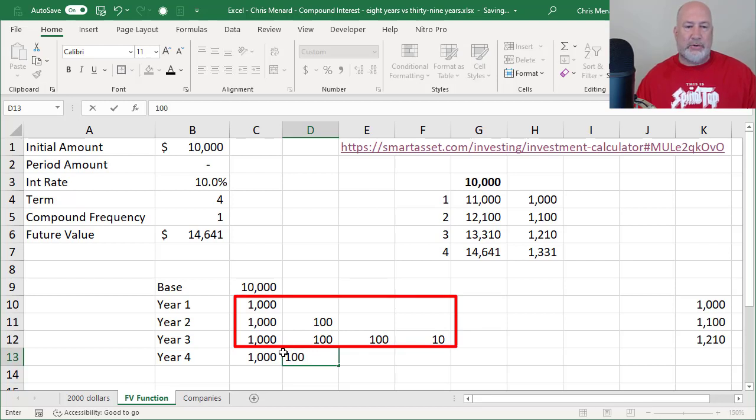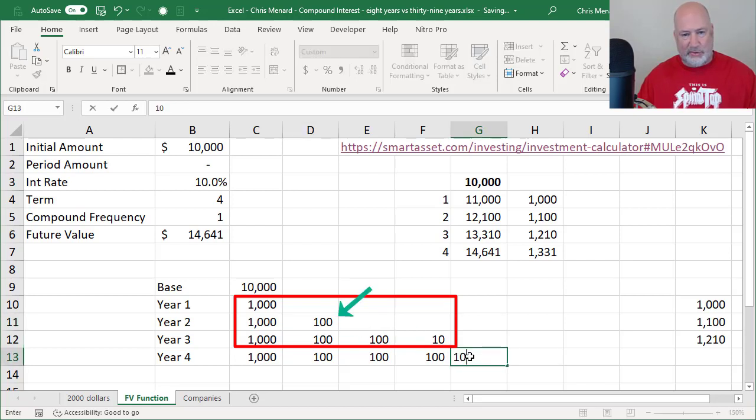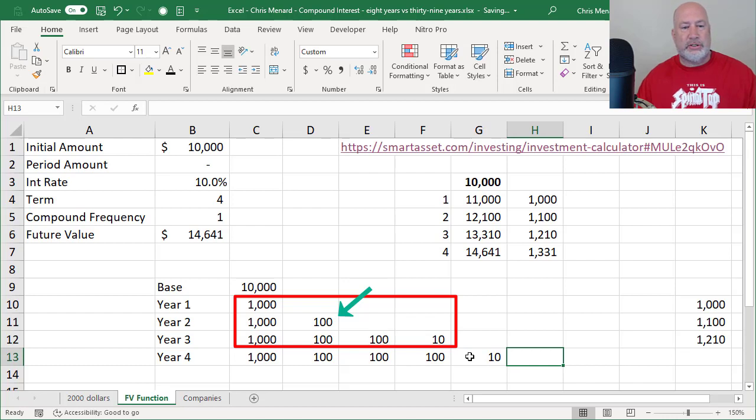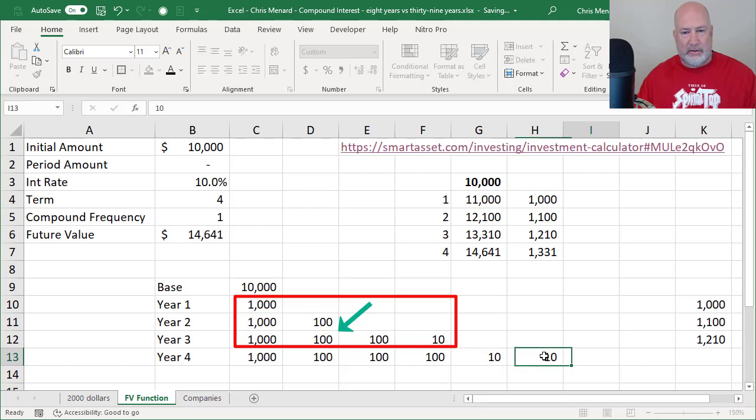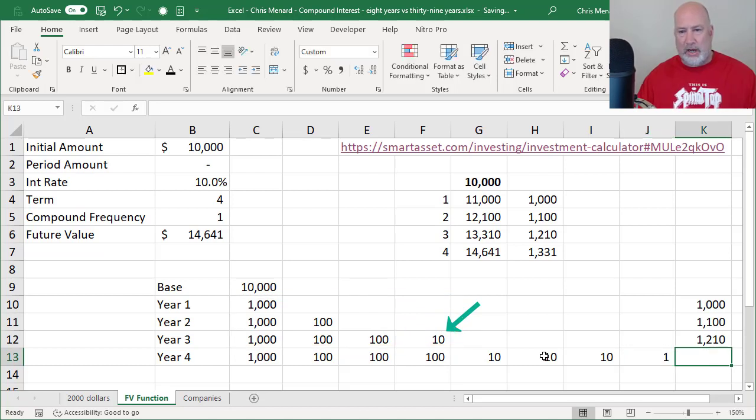So I'm getting 10% of year one, 1,000. 10% of year two, 10% of year three. But then I'm getting 10% of year two's 100. This is kind of cool. There's 10 bucks. 10% of year three, that 100, the next 100 next to it in cell E12. And then 10% of 10 bucks, which is cell F12. 10% of 10 is $1. Pull down.